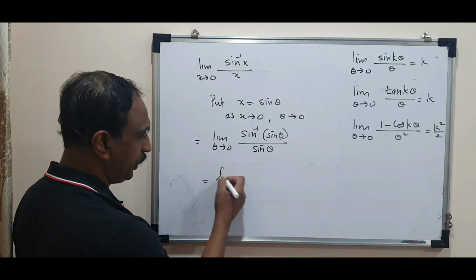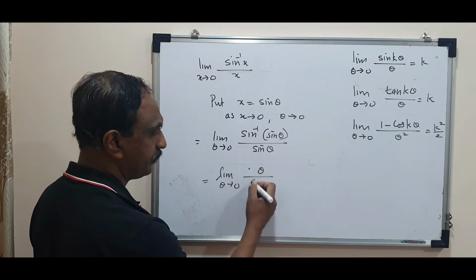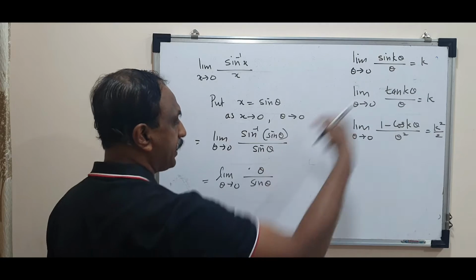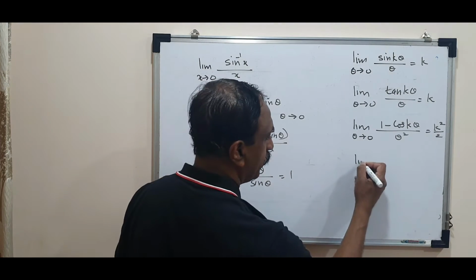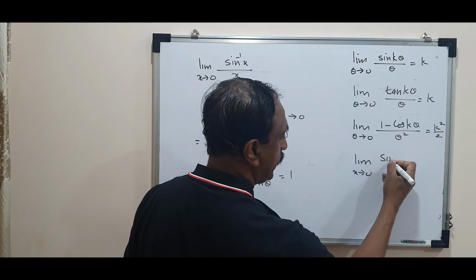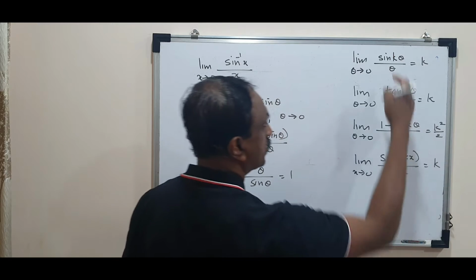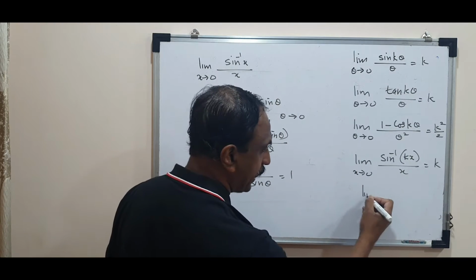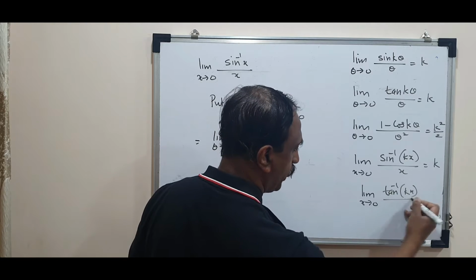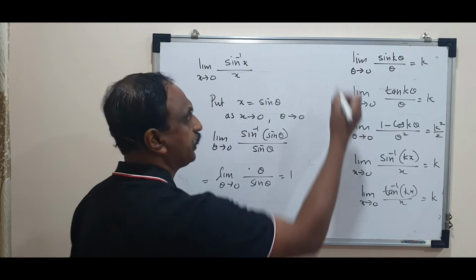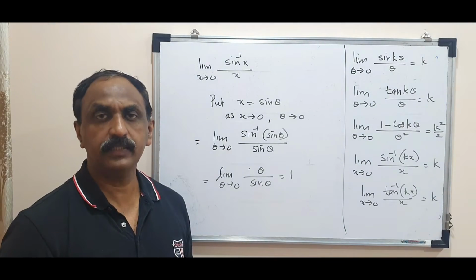So this will become limit theta tending to 0, sine theta upon sine theta. Sine theta upon theta is 1, so theta upon sine theta is also 1. So my conclusion: limit x tending to 0, sine inverse of kx upon x is k. Similar to this, limit x tending to 0, tan inverse kx upon x is also k. So these are the formulae that you need to know other than just finding the derivative.